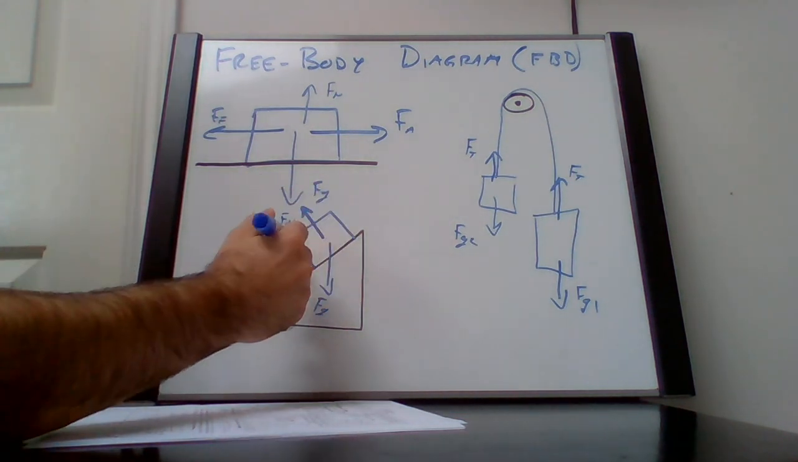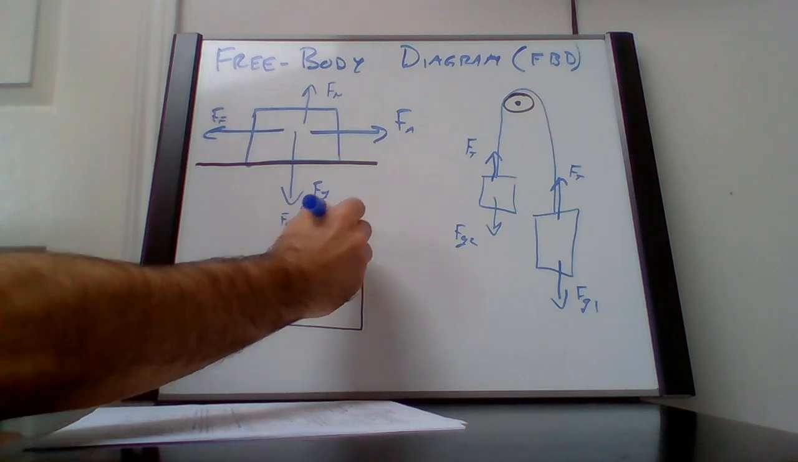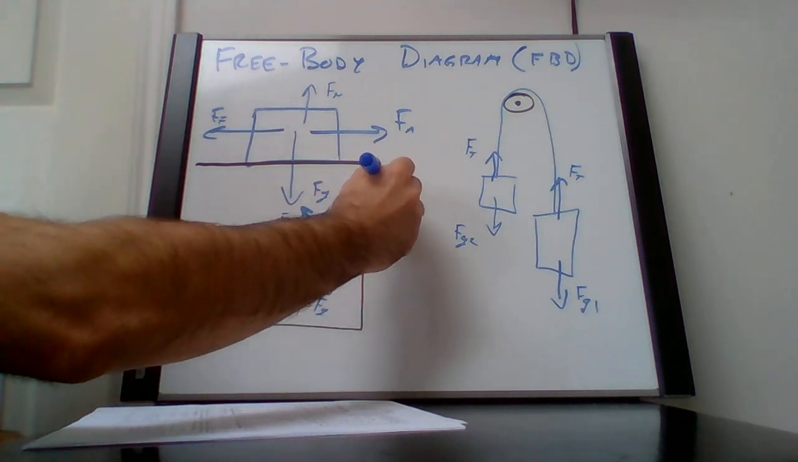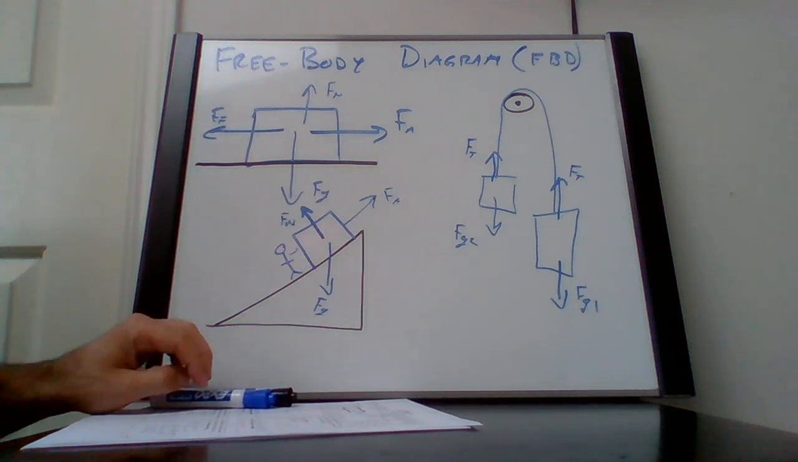Maybe there's a person pushing this up the ramp as well, right? They're just pushing this up the ramp. And that's why we use these inclined planes, to make our jobs easier. So these are all just examples of free body diagrams, okay?